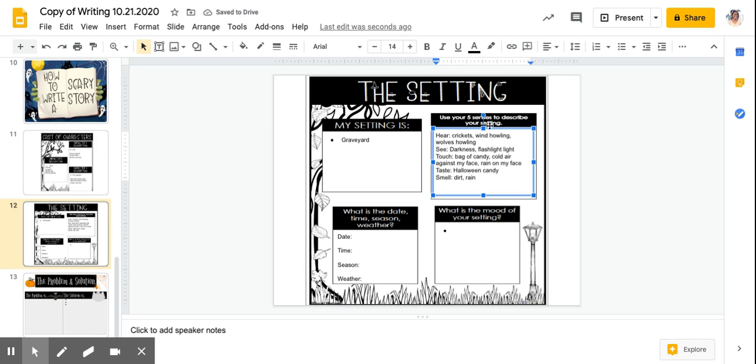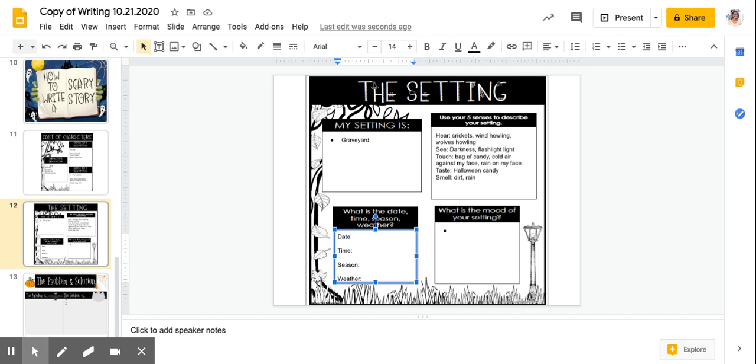So these are your senses to describe your setting. This is what you are going to include in your story for each of your 5 senses. This is going to help somebody that's reading your story understand and picture and visualize where your story is taking place. So what is the date, time, season, and weather?